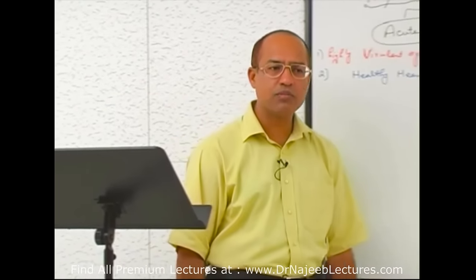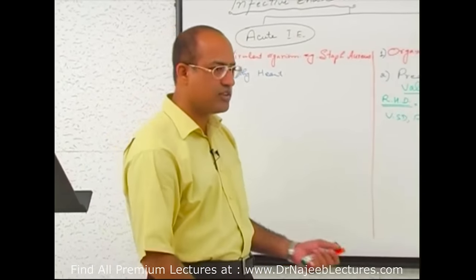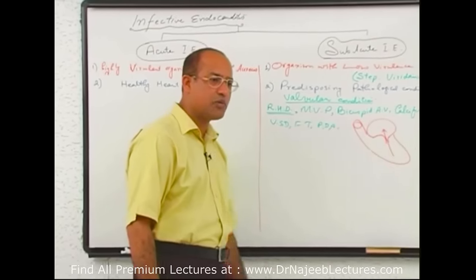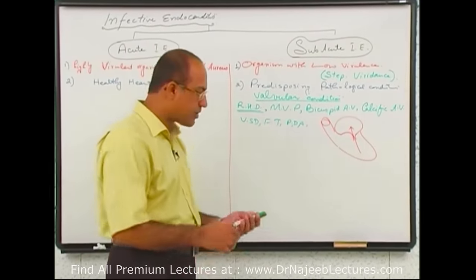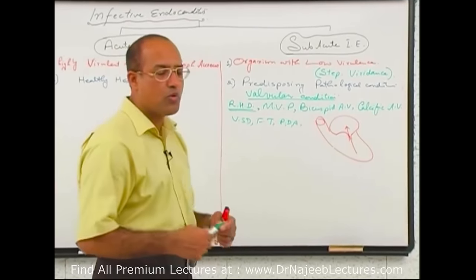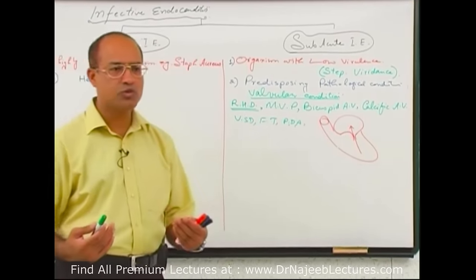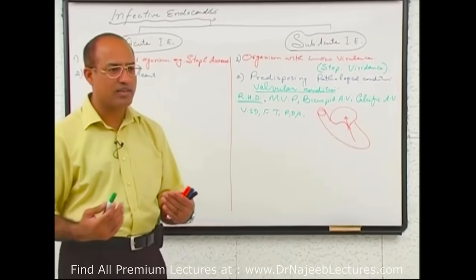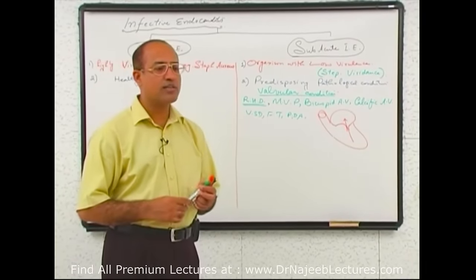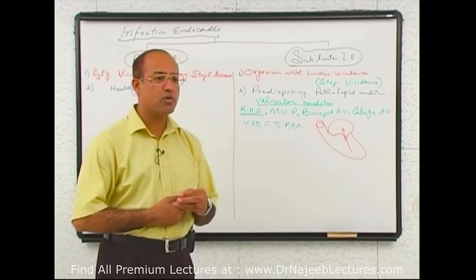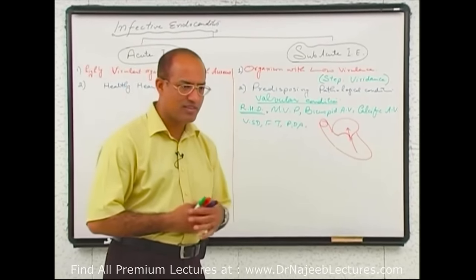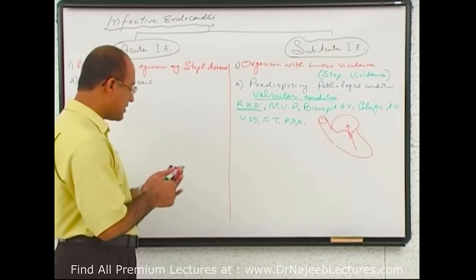One more important condition is prosthetic valve. These days, in this modern era, we are putting artificial valves in people who have severe valvular diseases, and prosthetic valves are also very much predisposed to infective endocarditis. Especially, the organism which commonly involves the prosthetic valve is Staphylococcus epidermidis.